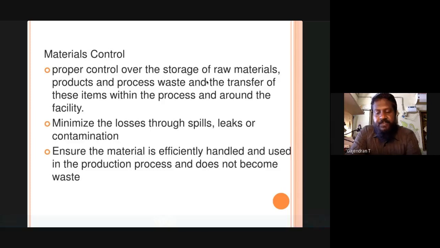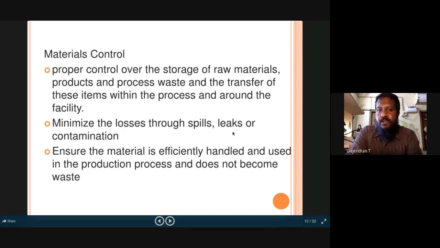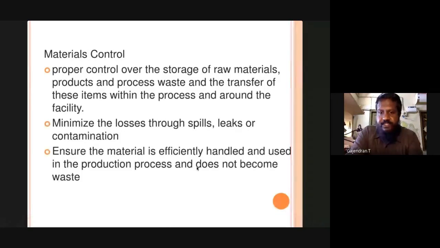If you want to take it in the sake of a user, at home, the water leaking through a tap is a perfect example of it. Again, we do have a material, but we are not using it. We are wasting it. Probably the only reason is we are not taking enough caution to fix that small leak. But that is what amounts to a waste also. That's like minimizing the loss through spills, leaks, and contamination. Ensure the material is efficiently handled and used in the production process and does not become waste.